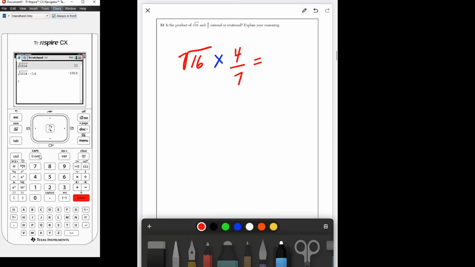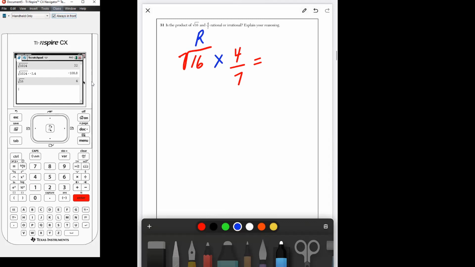So same thing. Let's start with the square root of 16. Press enter. It tells us that the number is 4. It doesn't have any decimals. So we know that this is a rational number. Square root of 16 is a rational number. And if you want to know the reason, 16 is a perfect square. And whenever you take the square root of a perfect square, you always get a rational number, period.